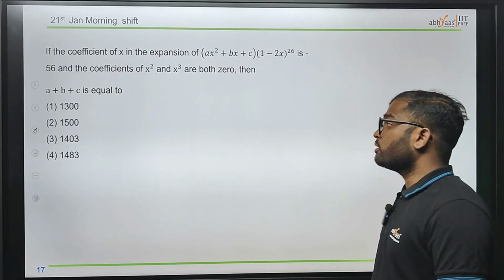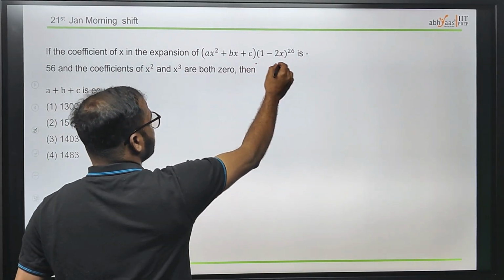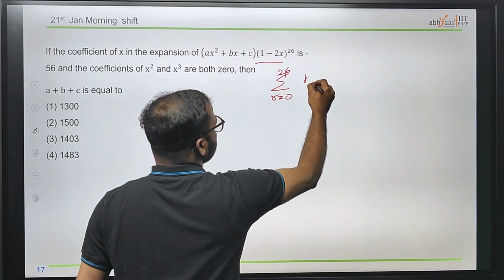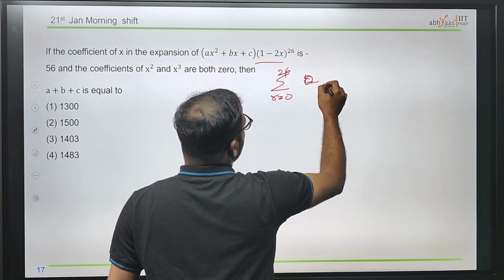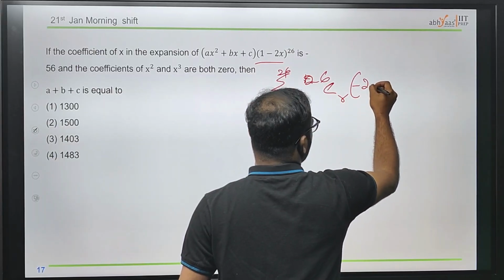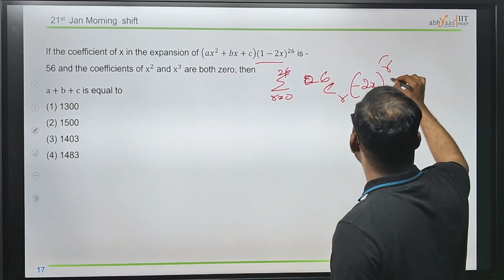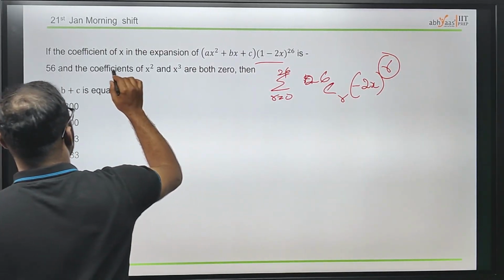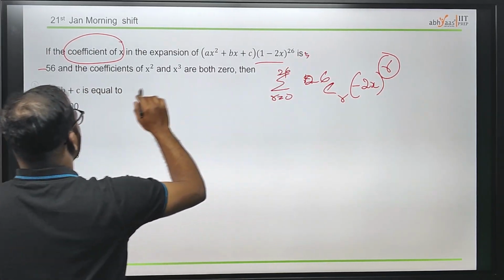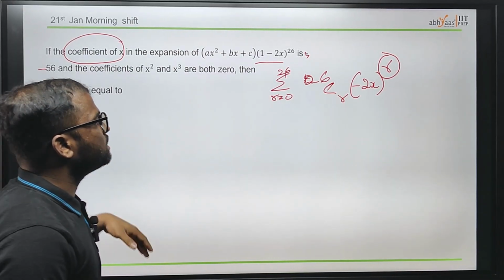We have another question, on the binomial expansion. Firstly we can observe that this can be written as the summation of R equal to 0 up to 26 of 26 C R, into minus 2x power R. Depending on R, if you observe the question, they have already given the coefficient of x, which is minus 56, and also that the coefficients of x square and x cube are both 0.